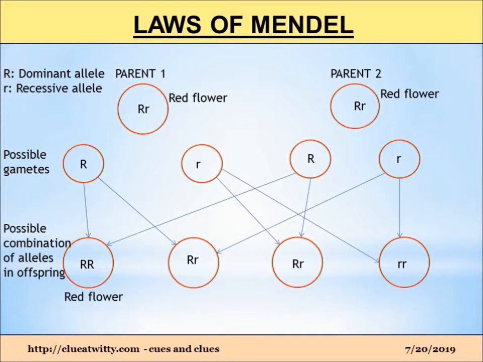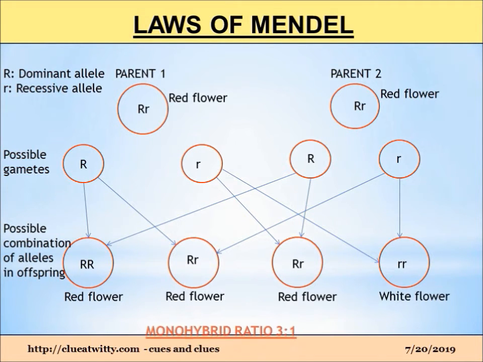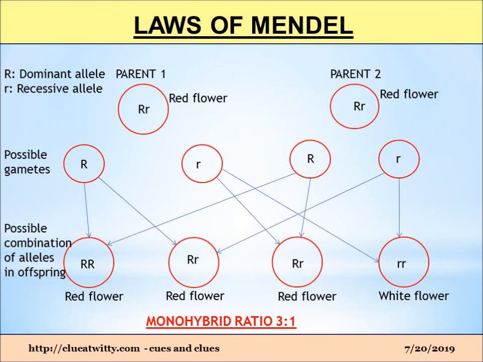So the possible combination of the offspring comes in the ratio of 3 red flowers to 1 white flower. You can also see that the recessive trait expresses itself only in the homozygous condition. In the heterozygous condition, capital R is dominant over small r. In the next videos to come, we shall study the next two laws of Mendel.